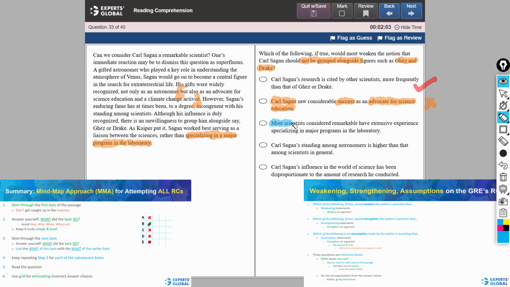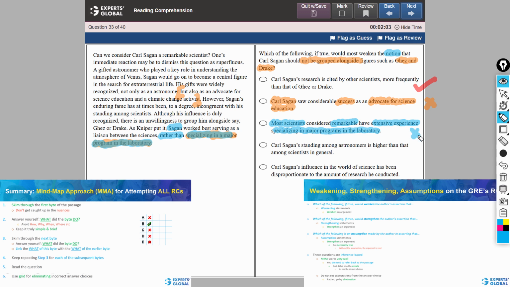If most scientists who are considered remarkable have extensive experience specializing in major programs in the laboratory, and we know that our scientist does not have such an experience, then this answer choice would strengthen and not weaken this notion. Therefore, this answer choice is doing the opposite of what we seek.